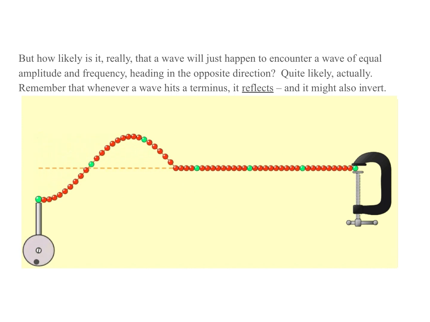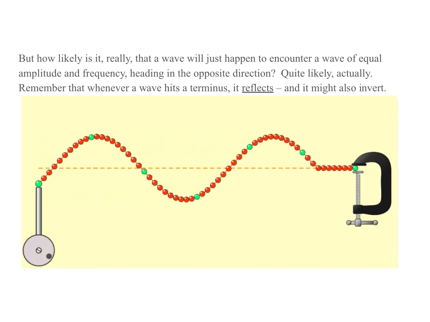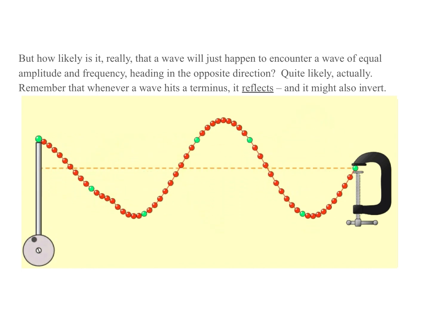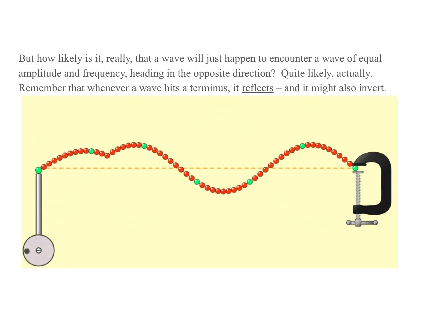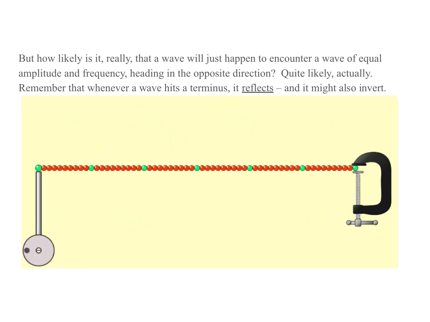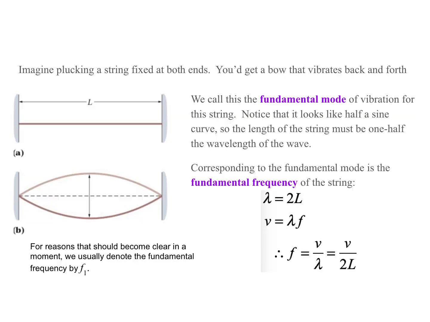And we're going to come back to it because while the reflection is certainly true, we don't have the right phase match over here. And so we don't get a nice pattern. That's going to become very important. Only certain frequencies would give us the pattern we were talking about. All right, imagine plucking a string fixed at both ends.